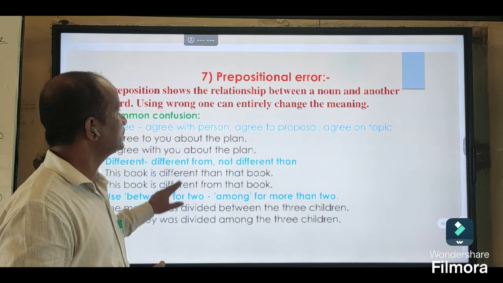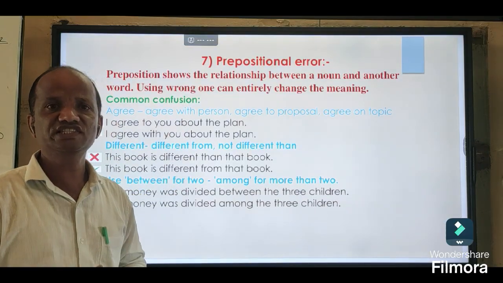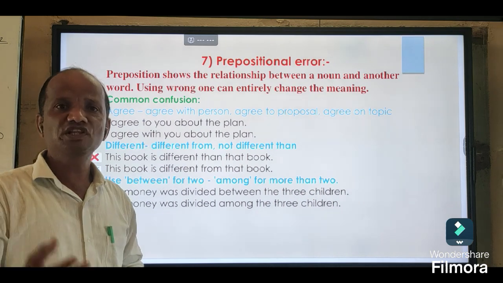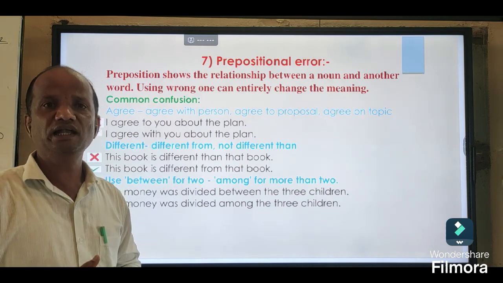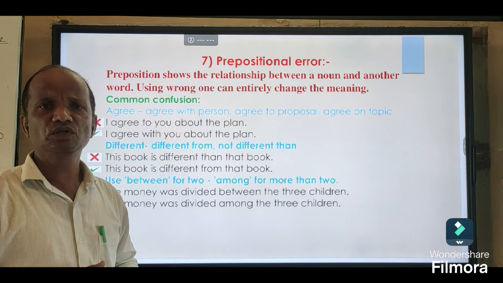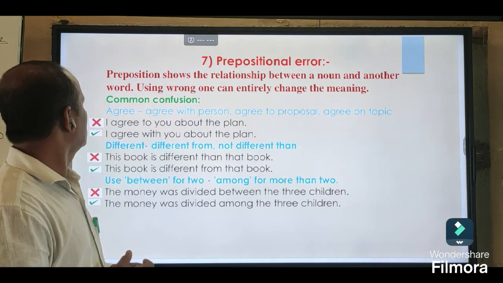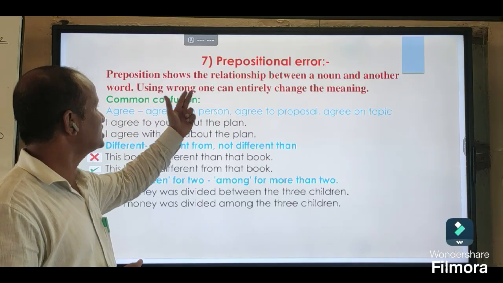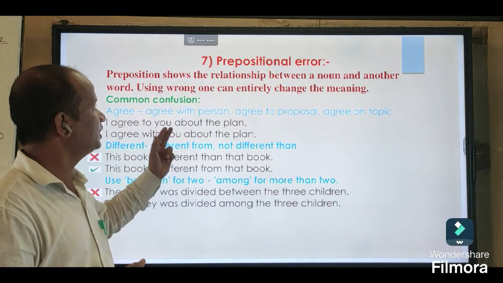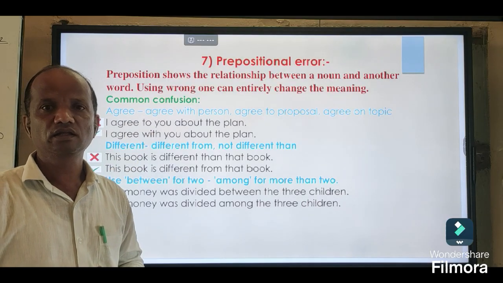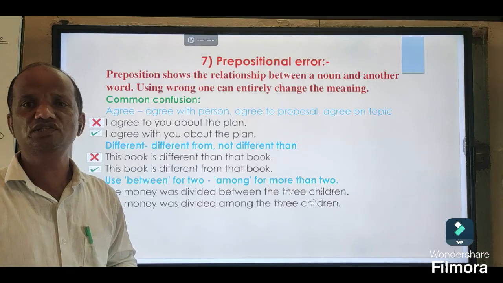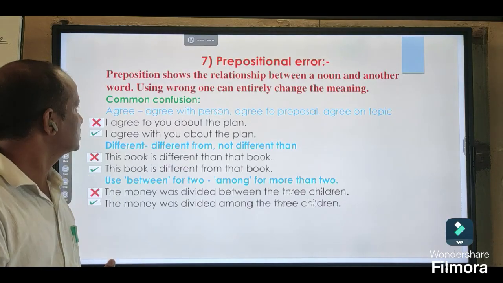After it, we are coming to the last error that consists in the sentences, that is the prepositional error. A prepositional error happens when we use prepositions incorrectly, omit them, or wrongly or unnecessarily use them. What is a preposition? A preposition shows the relationship between a noun and another word. It denotes the relationship between a noun and another word. So, here I have stated some common structures of prepositions.